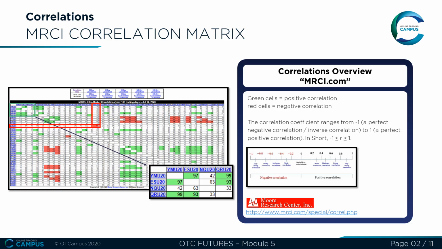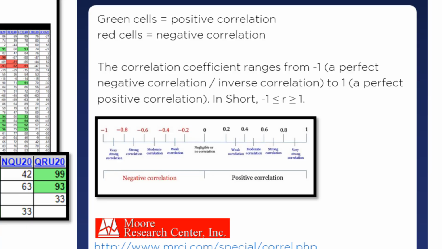The link to the website you see here. To understand the numbers inside the table, you have to be aware of the correlation coefficient. Let me explain. The correlation coefficient measures the correlation between two assets. It is a statistical measure between the two asset variables that ranges between -1 and 1.